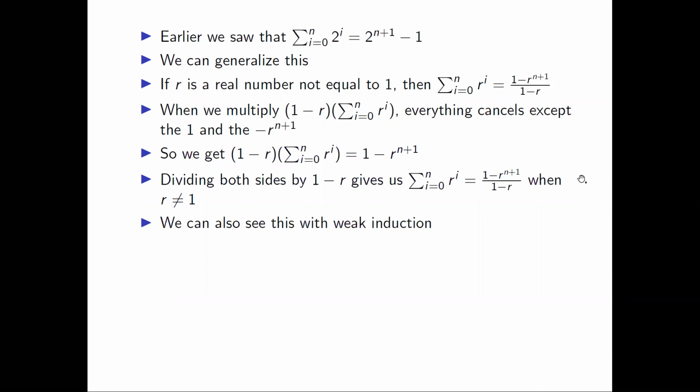Another way to prove this generalization is to use weak induction. When we use weak induction to prove this, we start with the base case. The base case is for n equals 0. So we show the sum from i equals 0 to 0 of r to the i is equal to 1 minus r to the 1 over 1 minus r. And r to the 1 is equal to r to the 0 plus 1. And the reason why this is true is because both of those sides are equal to 1. And that's true because r is not equal to 1.